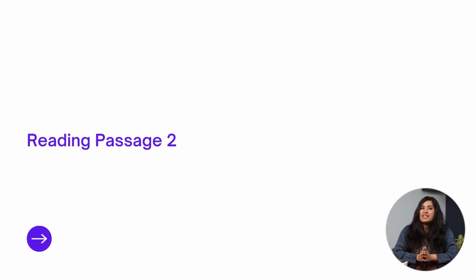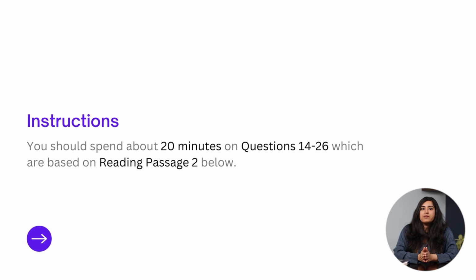That was passage 1. Now let's decode passage 2. Questions 14 to 26 will be based on this passage. As always, let's look at the questions and the instructions for the same. The question type here is matching paragraphs. Now remember, when it comes to matching question types, the answers will not come in order, making it more time-consuming.